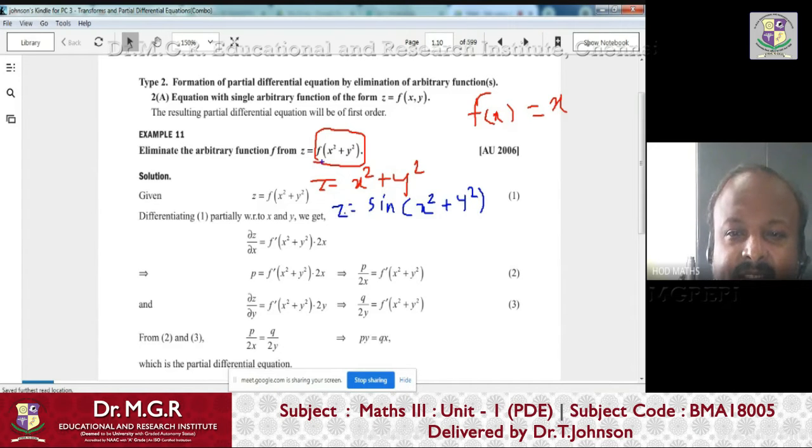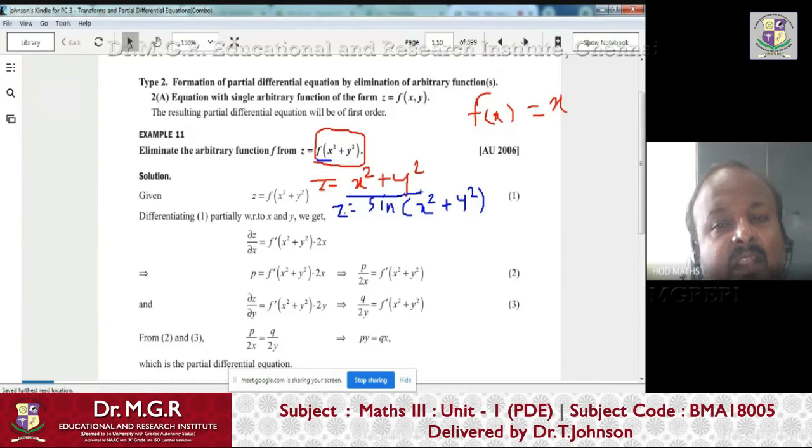So the right hand side has an arbitrary function. It is a function of x and y, but it is not fixed. It will keep on changing. It may be sine of x square plus y square, or cos of x square plus y square. So here the arbitrariness is not in a constant, but in the function itself. In this equation there is no arbitrary constant, but it has an arbitrary function.